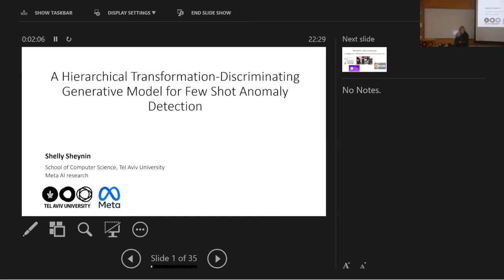As Hierarchical said, I will present you today the work Hierarchical Transformation-Discriminating Generative Model for Few-Shot Anomaly Detection. I will start with a brief introduction.